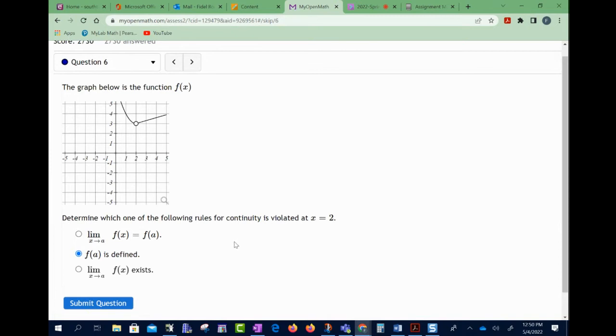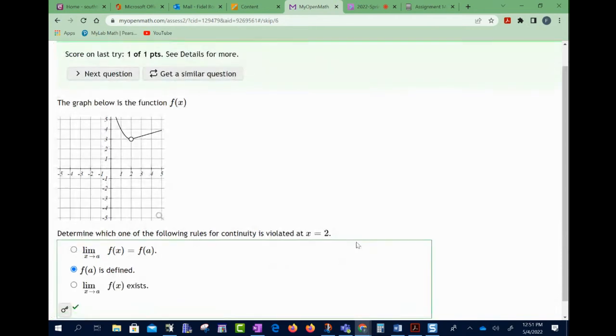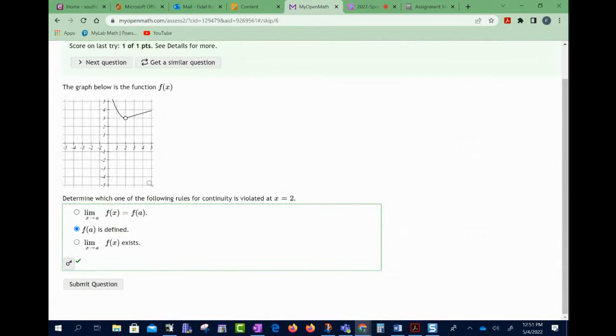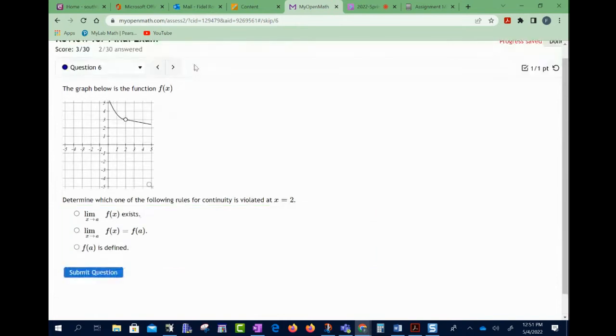And then, well, if this one is violated, then the limit can't be the same thing. So I'm going to say, I guess it only gives me one option. Okay, so I'm going to say f of a is defined. That's the one that's violated, right? Because it's not there. So if I hit submit, hey, we got it, right? And then I guess by default, if it's not defined, then the limit can't be equal to the other one. I'm curious. I'm going to do this real quick.